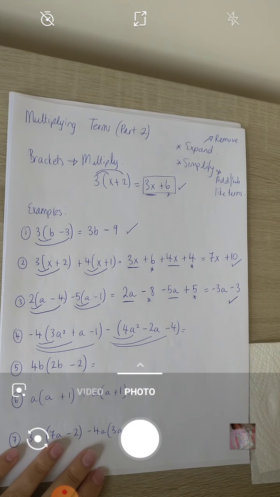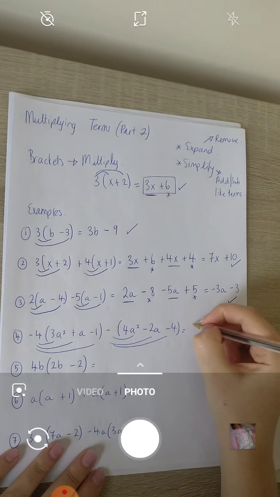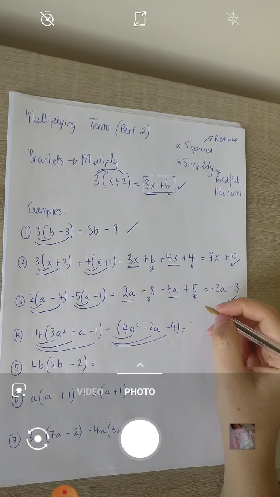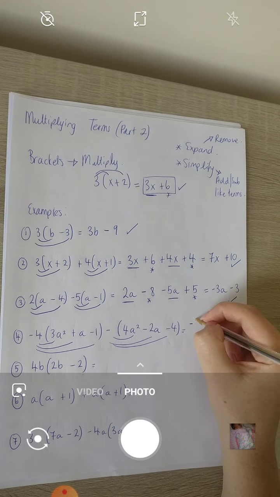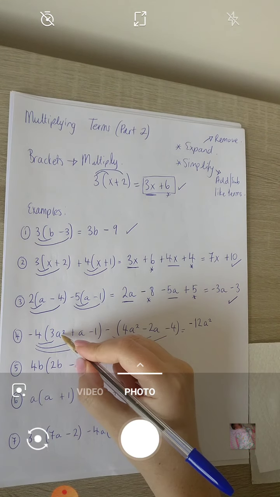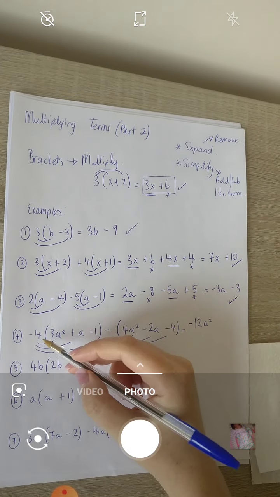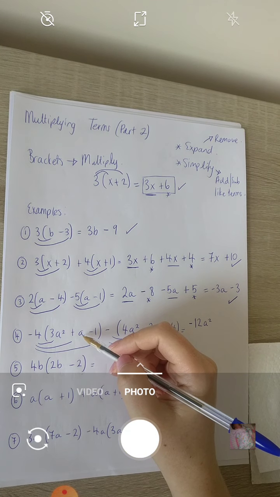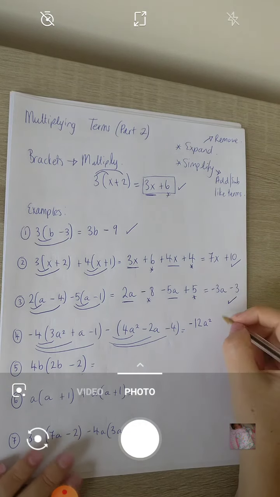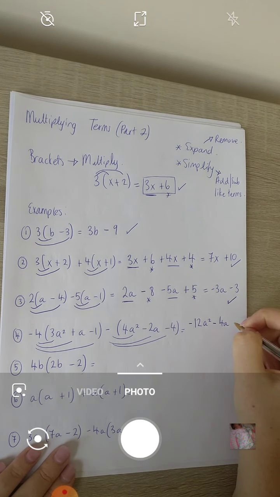So we've minus 4 times 3a squared. So minus by a plus is minus, okay? 4 by 3 is 12. And we just carry along the a squared here because there's no a here. We just keep the a squared. Minus 4 multiplied by a. So again, we've minus by a plus is minus, and 4 times a is 4a.